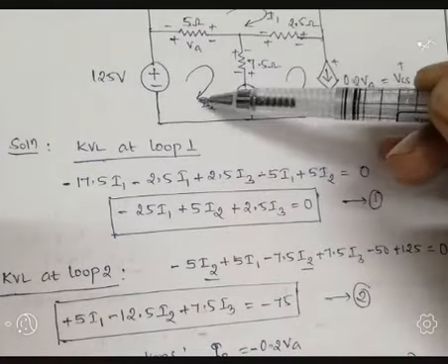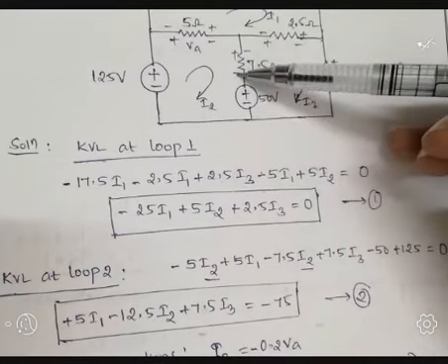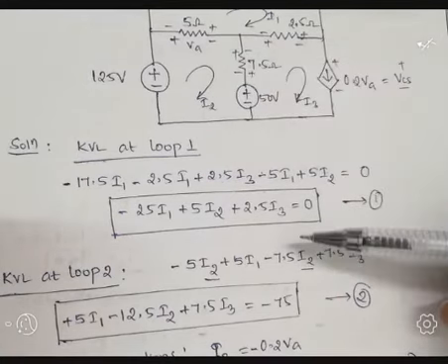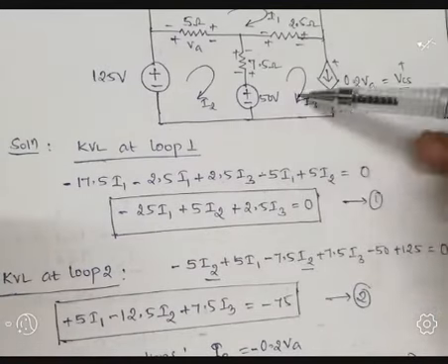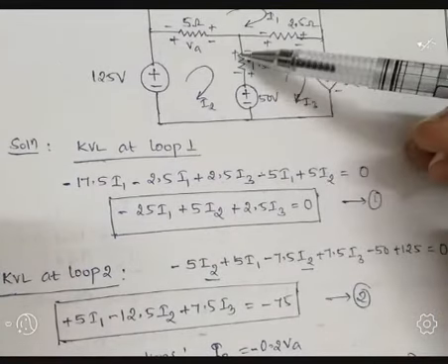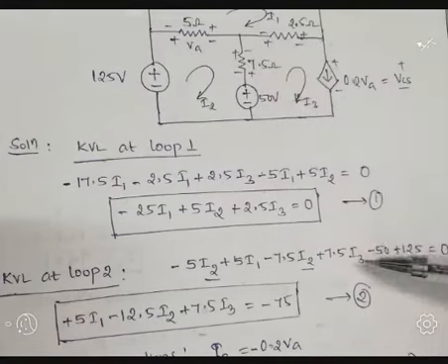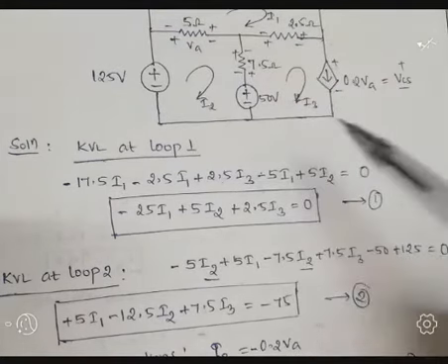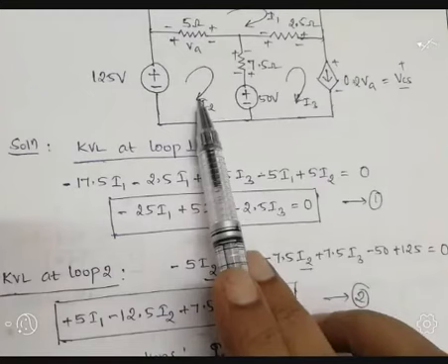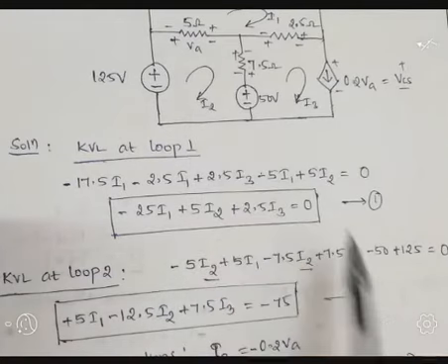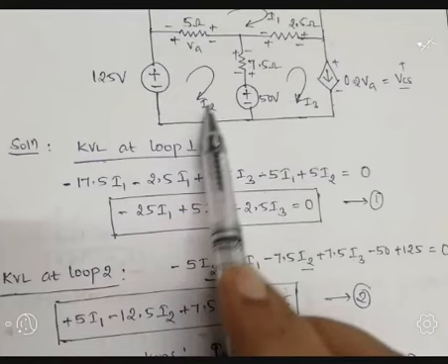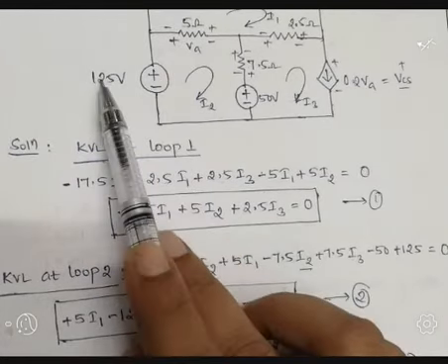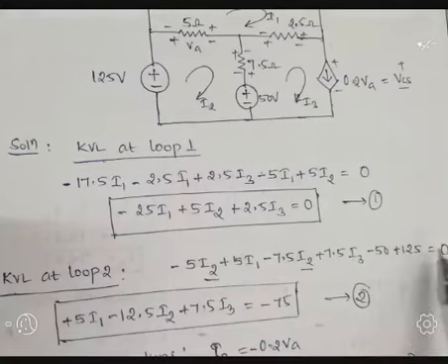Next coming to here, this arrow mark is pointing negative, minus 7.5 I2. In the same branch, one more current is flowing, that is I3. I3 is pointing towards plus. Hence plus 7.5 I3. Next, voltage source. This head is pointing towards negative polarity, hence minus 50. And coming to here, this head is pointing towards plus polarity, hence it becomes plus 125 is equal to 0.